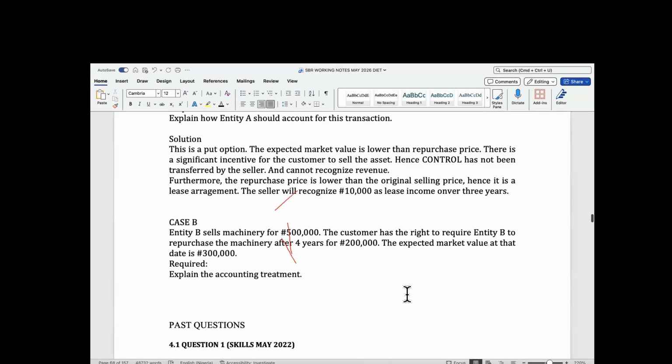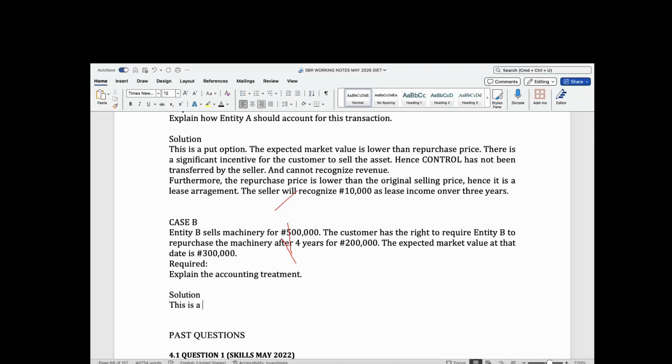So another one, entity B sells machinery for 500,000. The customer has the right to require entity B to repurchase the machinery after 4 years for 200,000. The expected market value at that date is 300,000. Again, here it is the customer that has the right to require a repurchase. So this is a put option.